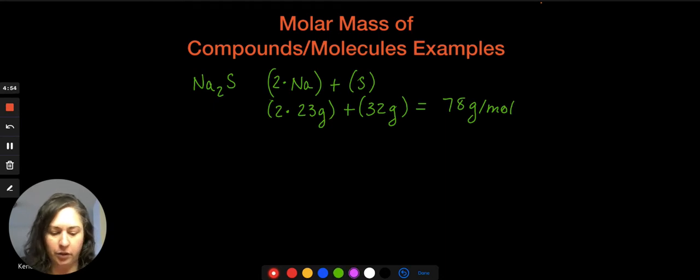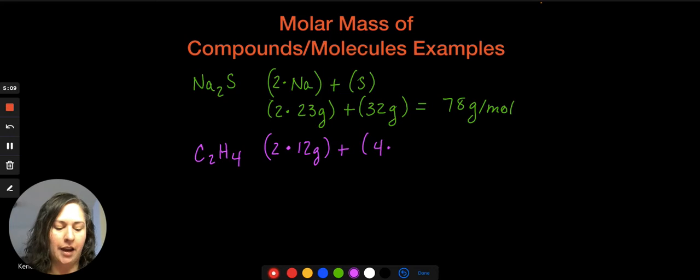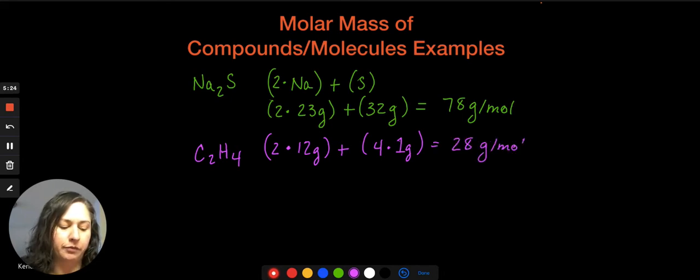Let's try another one, a molecule. So C2H4. Again, we're going to have 2 times the mass of carbon, which is 12 grams, plus 4 times the mass of hydrogen, which is 1 gram. So 2 times 12 gives me 24, 4 times 1 gives me 4, and 24 plus 4 gives me a total of 28 grams per mole. We do this so much in chemistry for so many different reasons that it starts to become automatic. At first we have to work really hard at these, and then hopefully after a while it becomes more automatic for you.